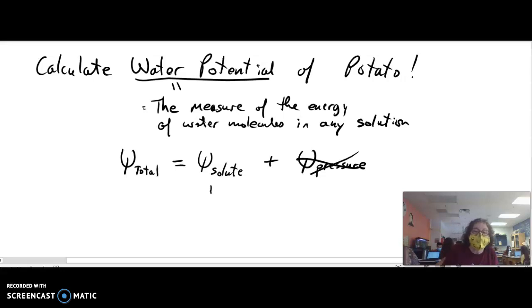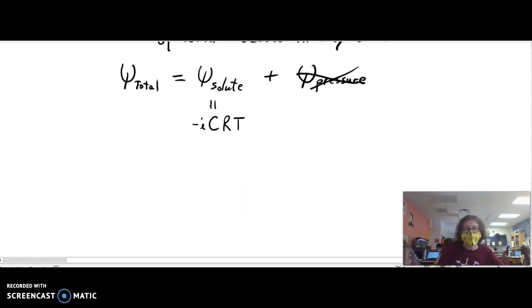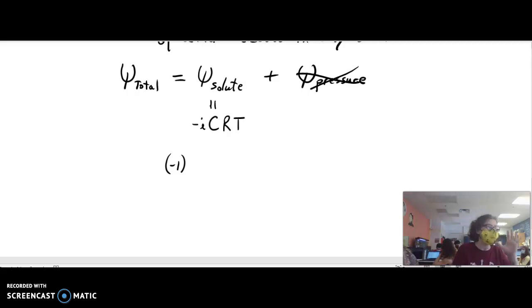The solute potential has its own little equation, and this is on your formula sheet. You don't have to memorize it. It's right there, and you'll be allowed to use this on your paired essay, okay? It's negative iCRT. So let me take that apart for you. First of all, just pull out -1 as a factor, because solute potential is always going to be negative. If you add any solutes at all, it goes immediately negative.